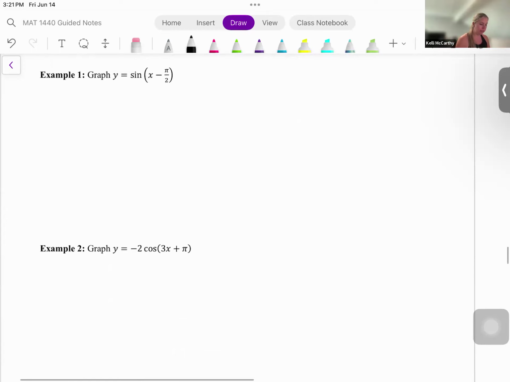Graph y equals sine of x minus pi over 2. This one's a nice, easy transition into looking at phase shifts. We have no other transformations except for this minus pi over 2 inside the parentheses, which is going to be our value of c. So this tells me we are going to shift pi over 2 units, and because it's a minus pi over 2, this is going to be to the right.